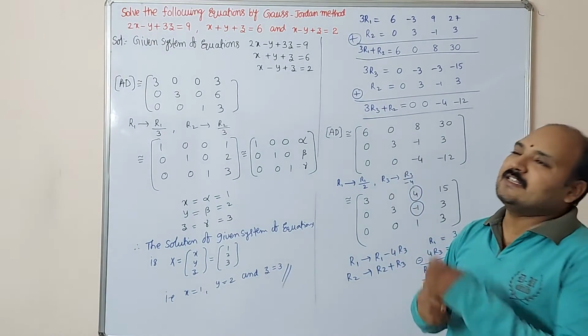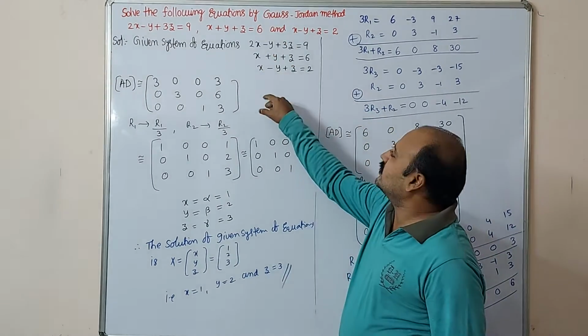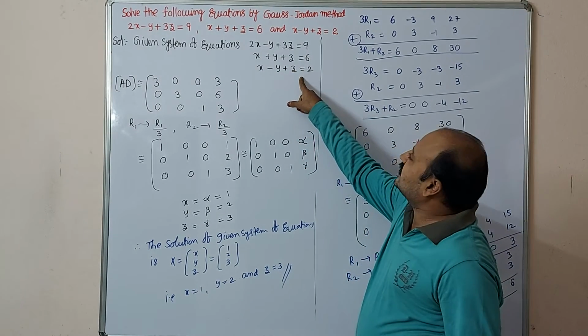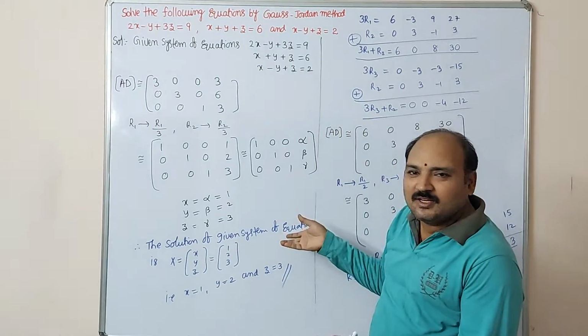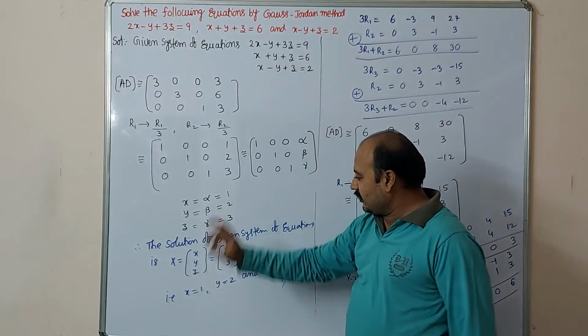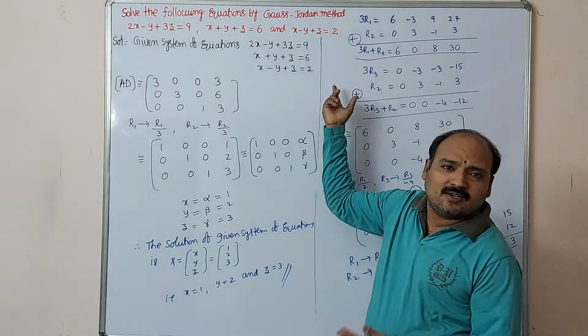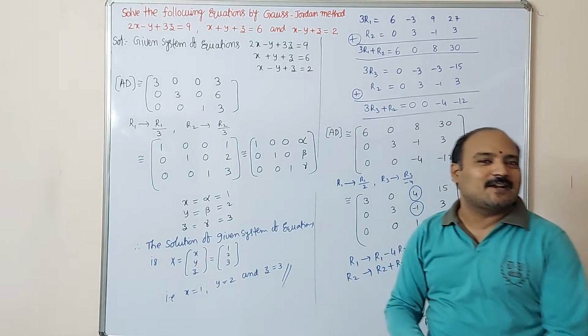If you want to check whether it is the correct answer, substitute 1, 2, 3 in any equation. In this equation I am substituting: 1 minus 2 plus 3. 3 plus 1, 4, 4 minus 2 is 2. Satisfying. Come to the second equation: 1 plus 2 plus 3. So 1 plus 2, 3, 3 plus 3, 6. 6 is there on the RHS. So every equation is satisfying. So our answer is the right answer.